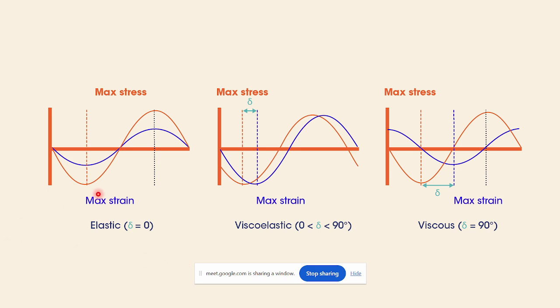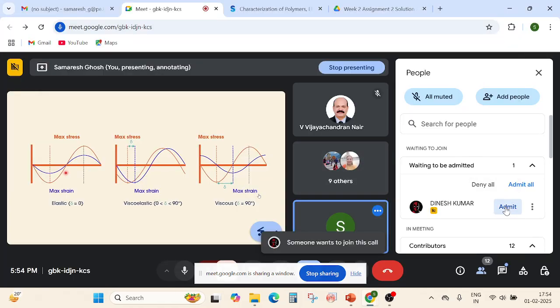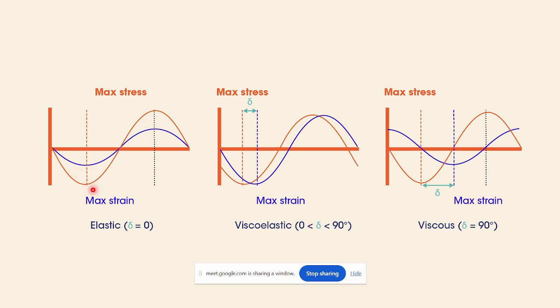Now this is showing what is 100% elastic. That means you are giving stress and you are getting the strain without any phase lag. So at maximum stress you are also getting the maximum strain. That means the input and output are following the same phase. There is no lagging. That's why it is a sinusoidal curve. So both stress and strain are without any delta, any phase gap. That's why the delta is 0.